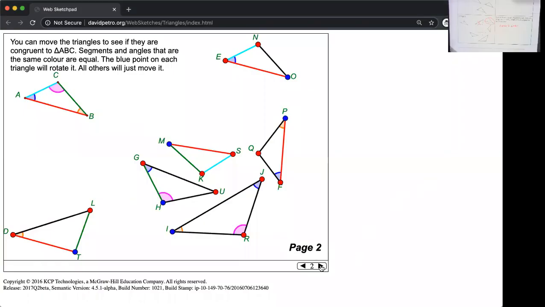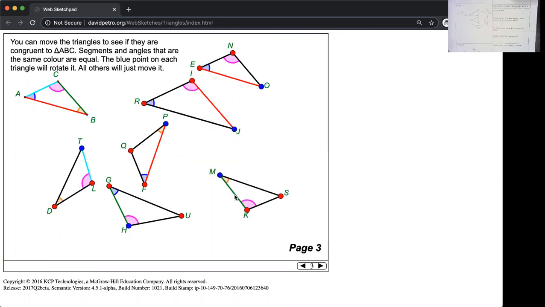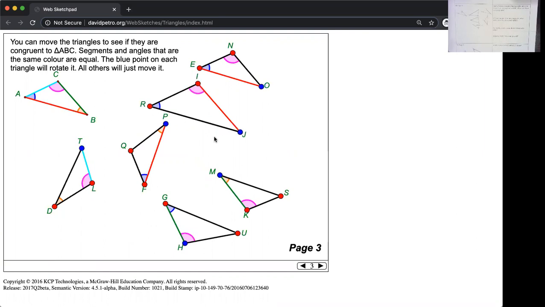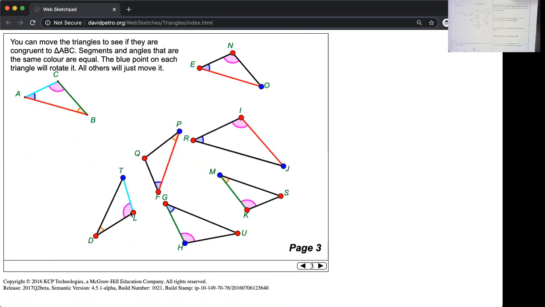Now let's move on to page 3. In page 3, each of these triangles have 2 angles that match with ABC and 1 side that matches with ABC. So I'm just going to move them around first so I can keep it organized. I'm going to have all the triangles that are congruent on the right side and all the triangles that are not congruent on the left side.